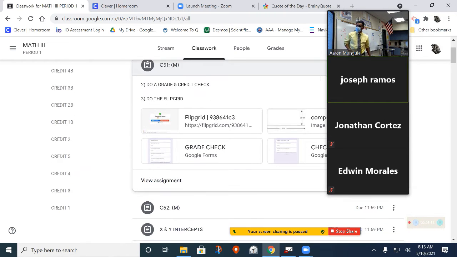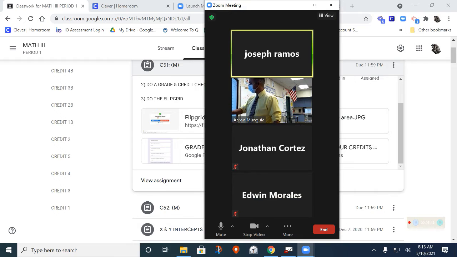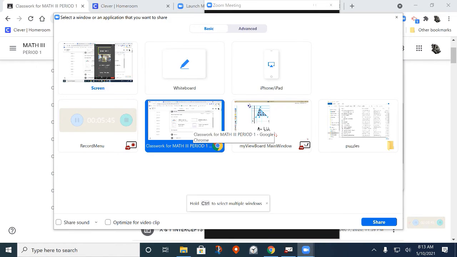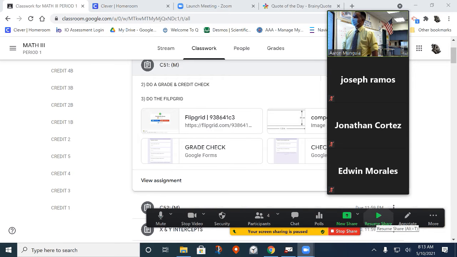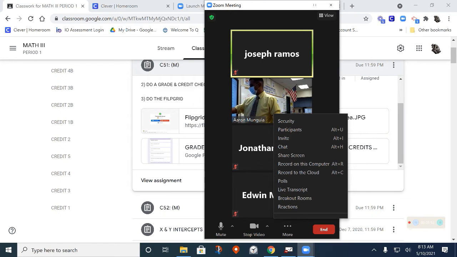I don't know if it's my computer, but it says that you're sharing your screen, but it doesn't even show it. It just says Aaron Munguia is sharing the screen. Let me check. How about now? Hold on. Nah, it says Aaron Munguia has started sharing the screen. It's probably my Wi-Fi, to be honest. Hold up.